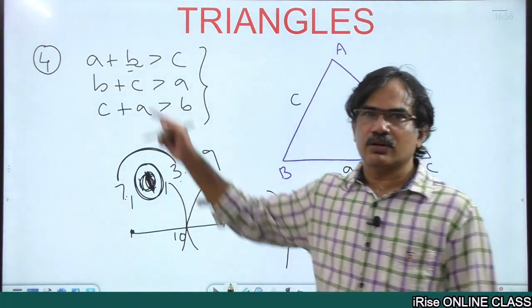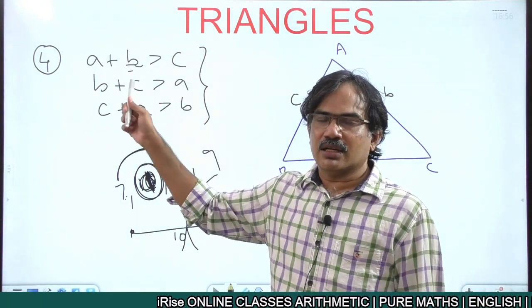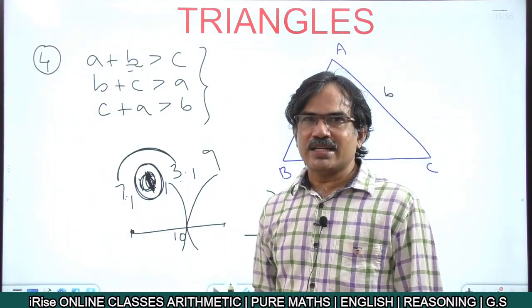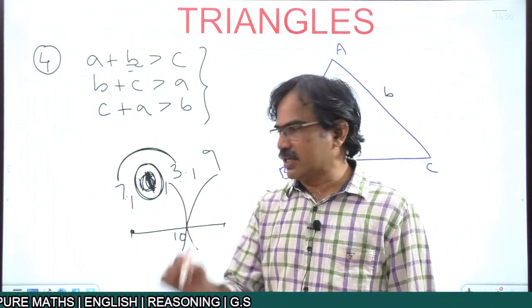But in books we have these three conditions, okay? So the property is, sum of two sides must be greater than third side.